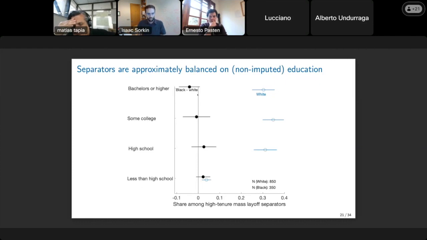Does this say that the initial job workers are getting paid by their productivity and there's no discrimination in the initial job? No? They have the same education. Right. Yeah, same earnings. Yeah, exactly. No, I like that.